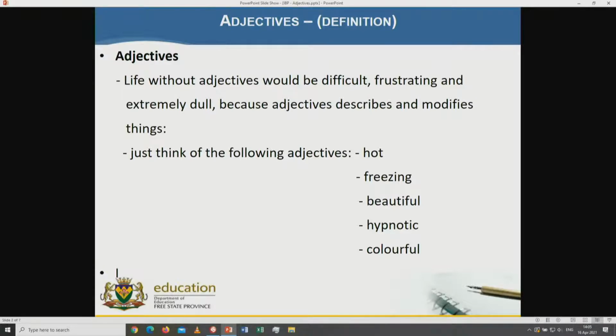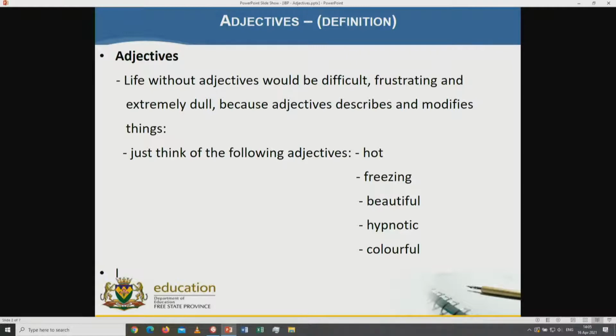Now, let's come to what adjectives are. I just want you to keep the notes that I have about adjectives in mind, because I say life without adjectives would be difficult, frustrating, extremely dull, because adjectives describe and modify things.